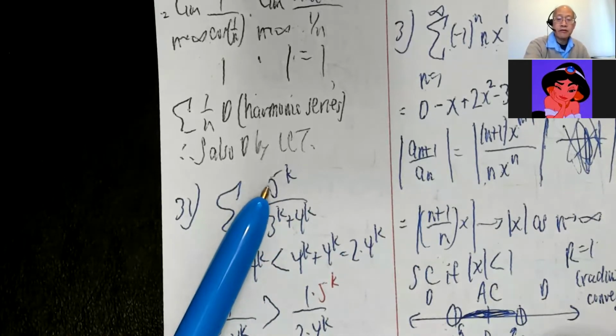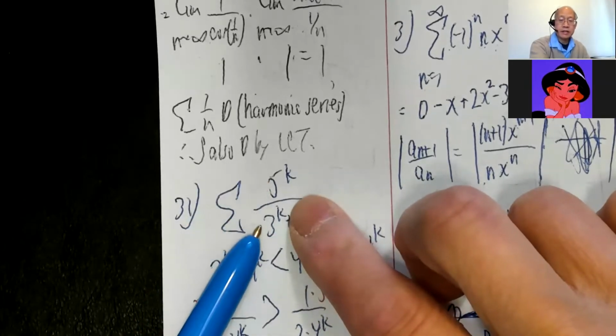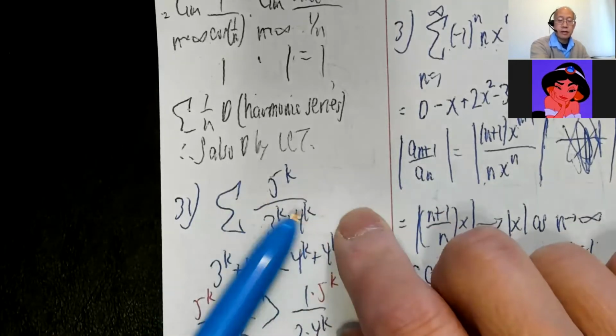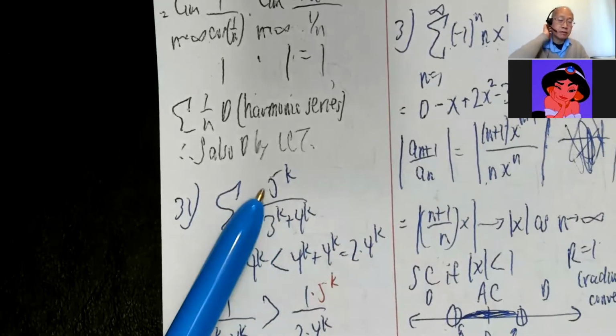So which is bigger, 5 to the k or the sum of these two? Clearly 5 to the k is bigger than this, and 5 to the k is bigger than this. But what if they're together, double teaming, so to speak? Okay, double team here.